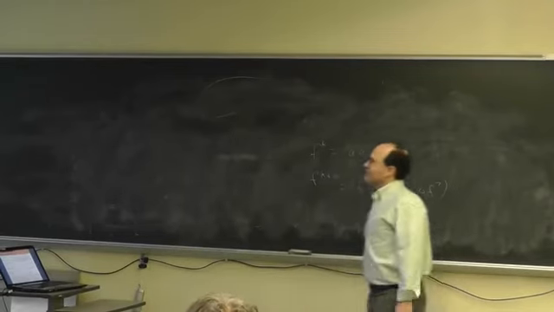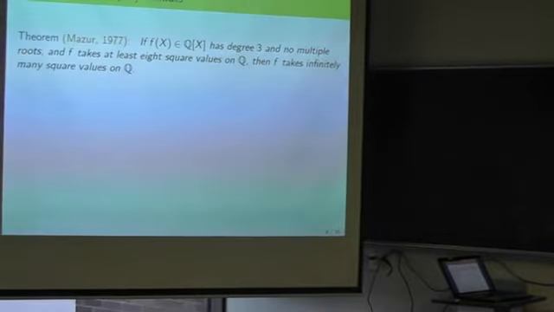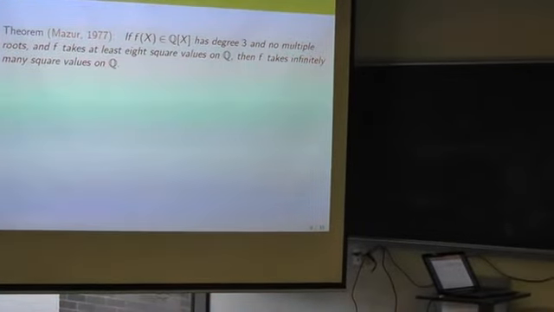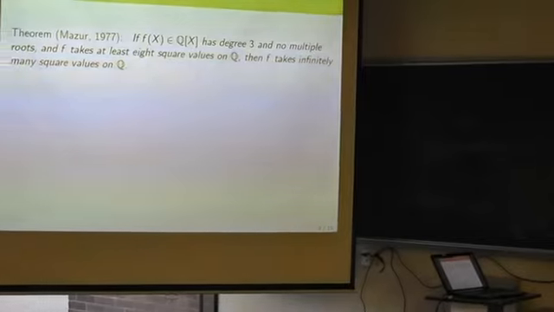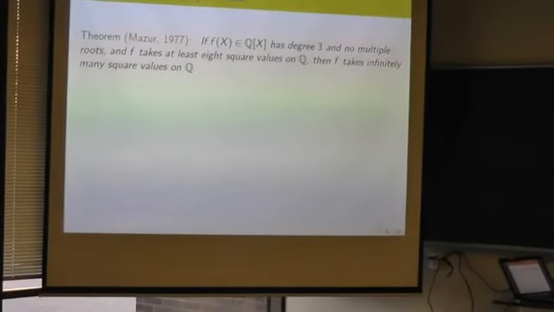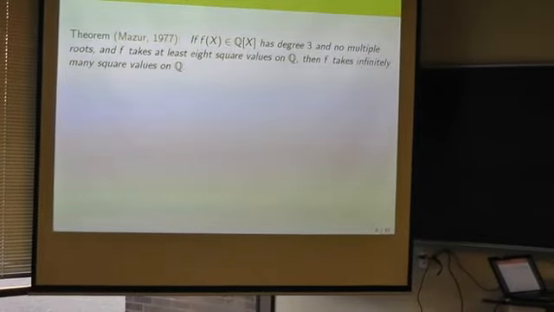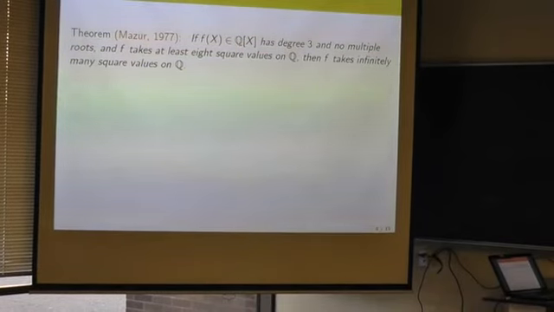Okay. So that was about injectivity. That was about how much a map can fail to be one-to-one. Now I want to talk about images. So Mazur's theorem stated another way.